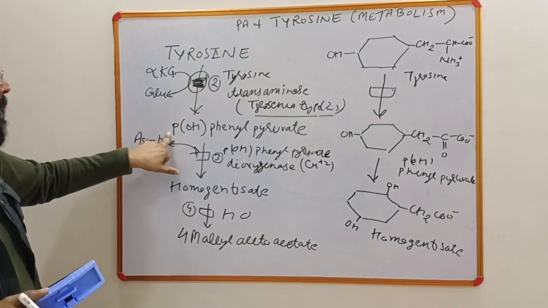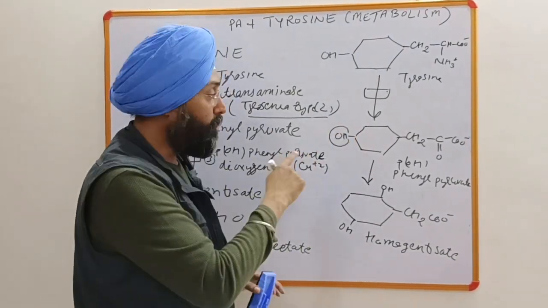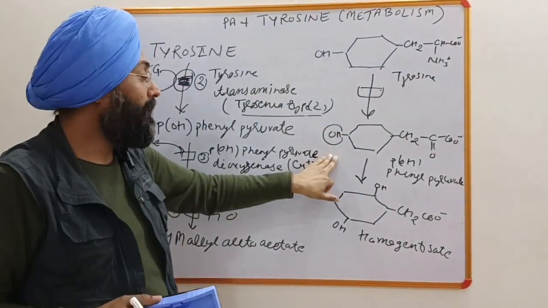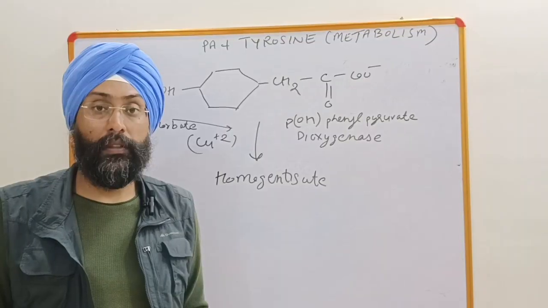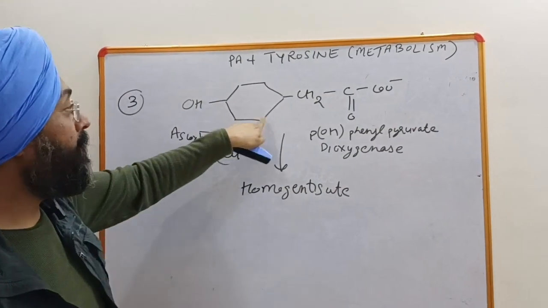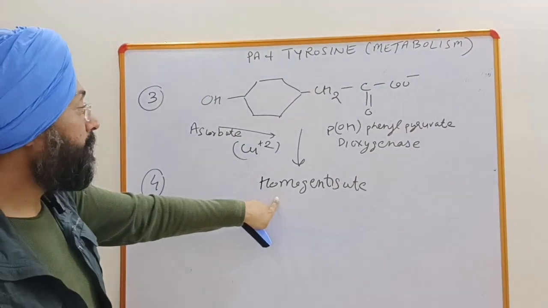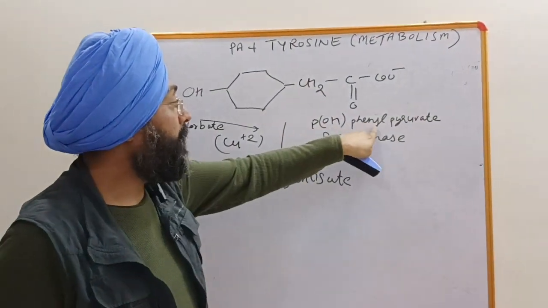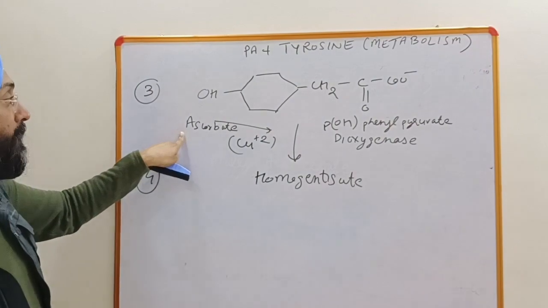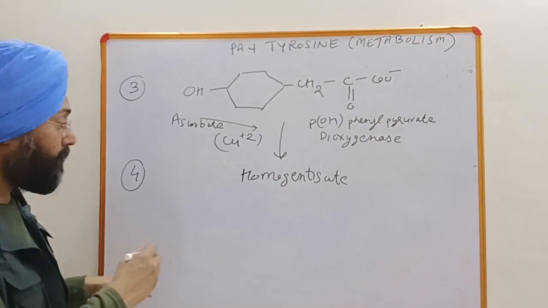Now the third product is para-hydroxyphenyl pyruvate. So this is the para position hydroxy group, phenyl is there, and this is pyruvate. Tyrosine is now converted to para-hydroxyphenyl pyruvate, right? Now we have the third product, para-hydroxyphenyl pyruvate. Now it is converted to the fourth product, that is homogentisate, right? The enzyme is para-hydroxyphenyl pyruvate dioxygenase, right? So it requires copper and ascorbate, right? Now para-hydroxyphenyl pyruvate is converted to homogentisate. Now I will draw the structure of homogentisate.